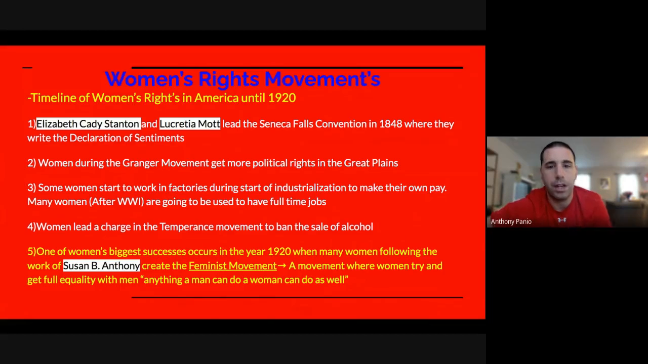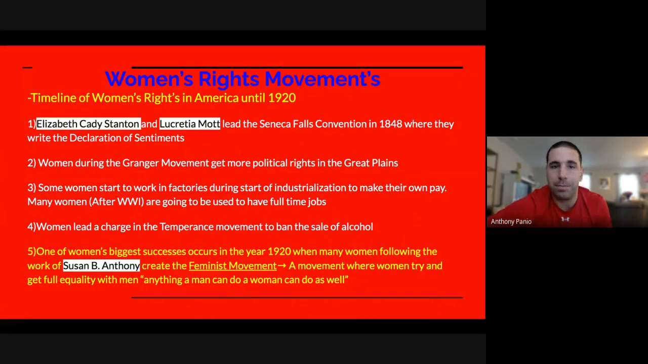Some women start to work in factories during the start of industrialization to make their own pay. Many women after World War I are going to be used to having full-time jobs, so this is going to help give them more rights. And we obviously saw before break, women led a huge charge in the temperance movement to ban the sale of alcohol. So when you pull all these things together, women are getting more and more rights. They're getting more and more say in political society, in American society.